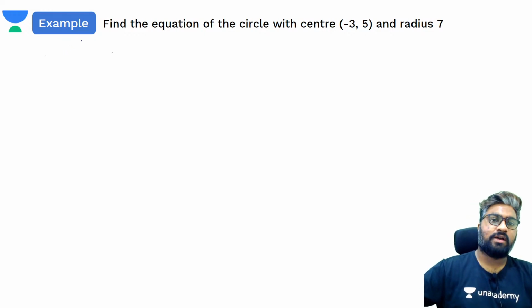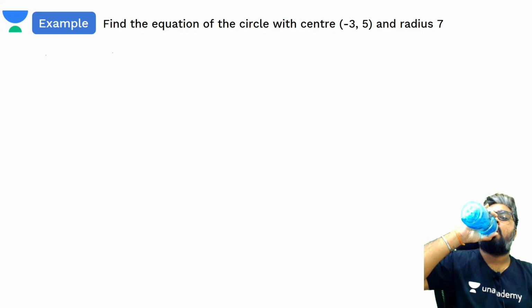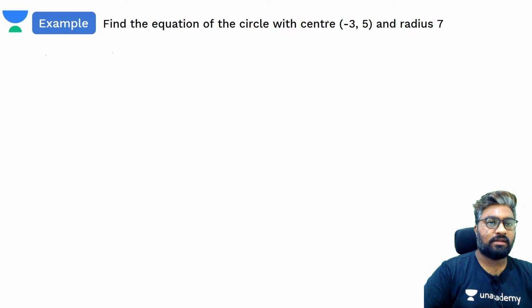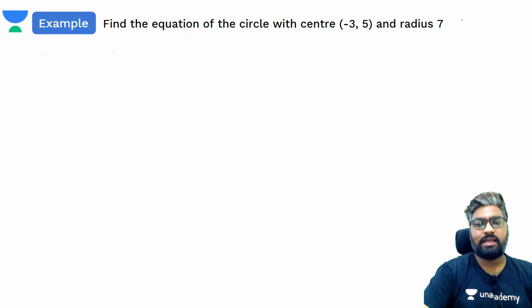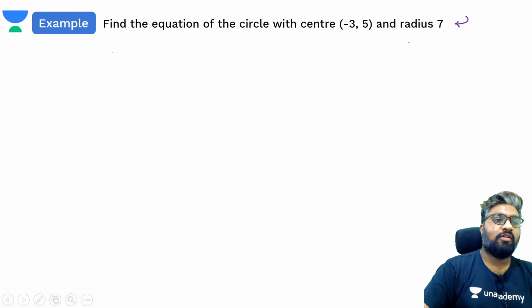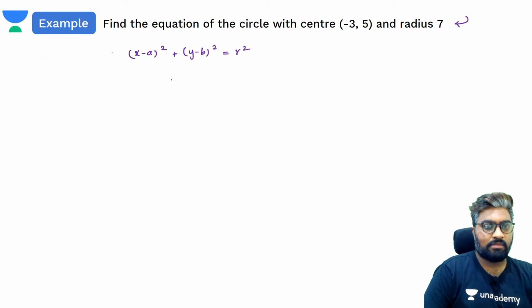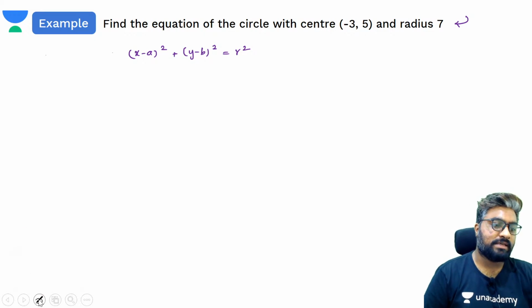Let's try this one, guys. Here we basically have to form the equation. What is the standard form? x minus a the whole square plus y minus b the whole square is equal to r square. We just have to form the equation, easy peasy, do it quickly.